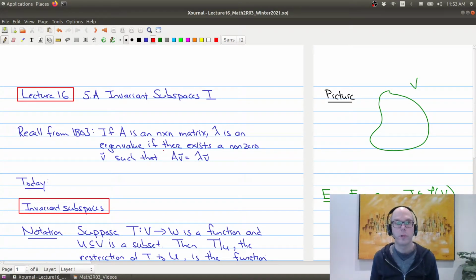Hello and welcome to Lecture 16 of Math 2R03. In today's lecture, we're going to look at Section 5.A of the textbook on invariant subspaces. So this will actually be the first of two lectures on this topic, so part one.